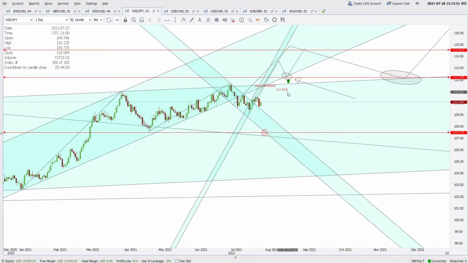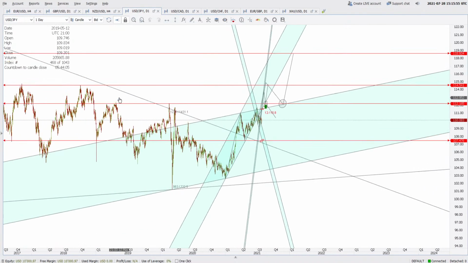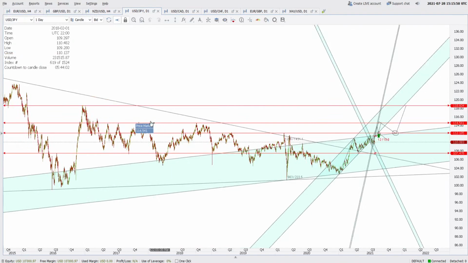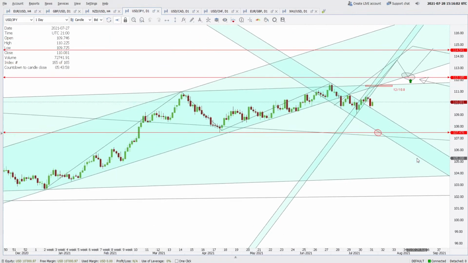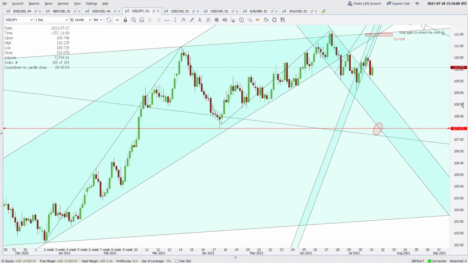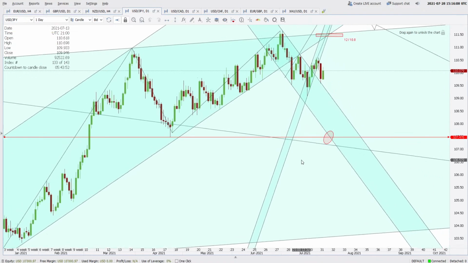Okay, and if that is broken, even then we have 112.18, which was an important level in the past and may act as a resistance again. So there are multiple resistances for the US dollar on the way up against the yen, so we need to be cautious about buying this market. But yes, for selling we can look for an opportunity here, at maybe a break of this low here.